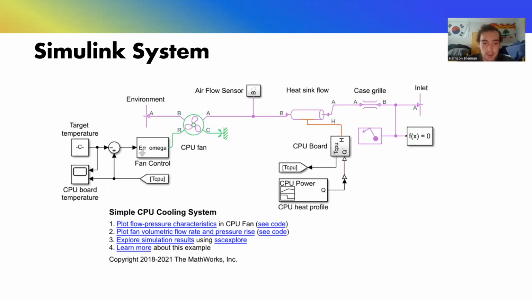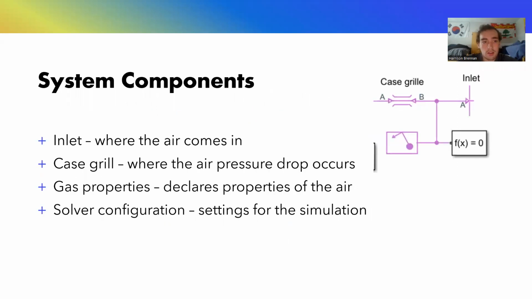This is the main Simulink system. This is the first part where the inlet, case grill, and gas properties, and also the solver configuration is. Solver configuration basically allows the simulation to be run. The gas properties declares the properties of the gas, in this case air. The case grill is where the pressure drop occurs within the computer, and the inlet is where the air comes in.